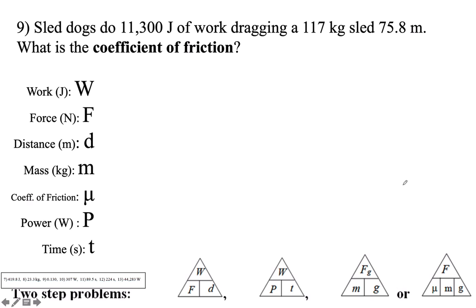The dreaded coefficient of friction question. Sled dogs do 11,300 joules of work, so that's got to be our work, right? How we know how much work the sled dogs do, I don't know. It is a mystery to me. All right, let's see, 117 kilograms, that's got to be the mass, right? Kilograms. And then 75.8 meters, that must be our distance, right?